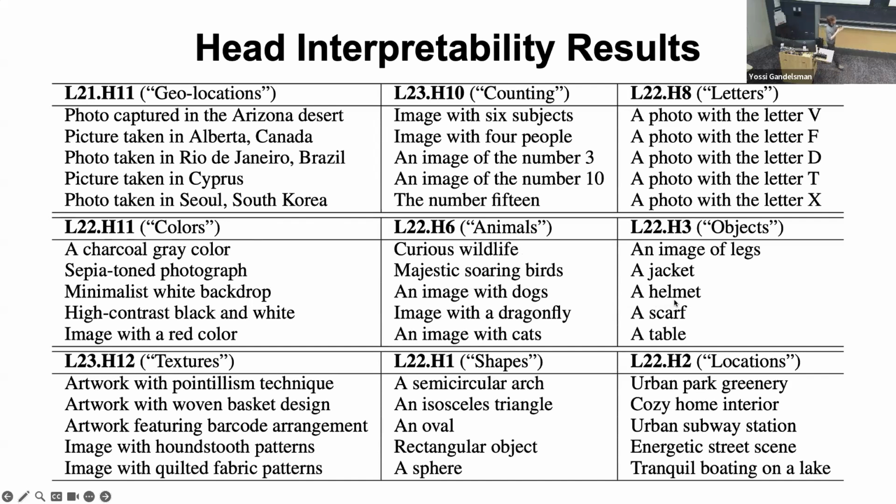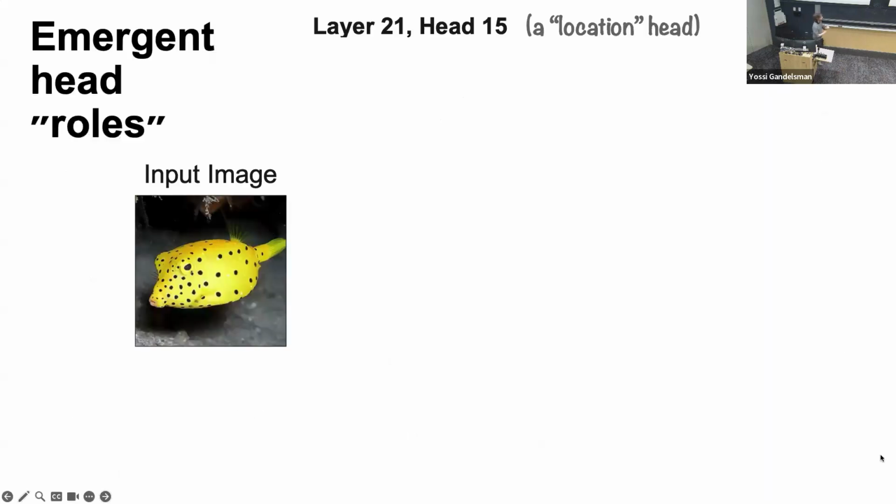So different attention heads in the model learn in an emergent way. They learn to represent different attributes of the image, right? And that's without any supervision. Now you can actually visualize it. You can take an input image, right, and look at the nearest neighbors of this image, not according to the final representation of CLIP, but according to the output of layer 21 head 15, which is what we call a location head. What we decided is a location head.